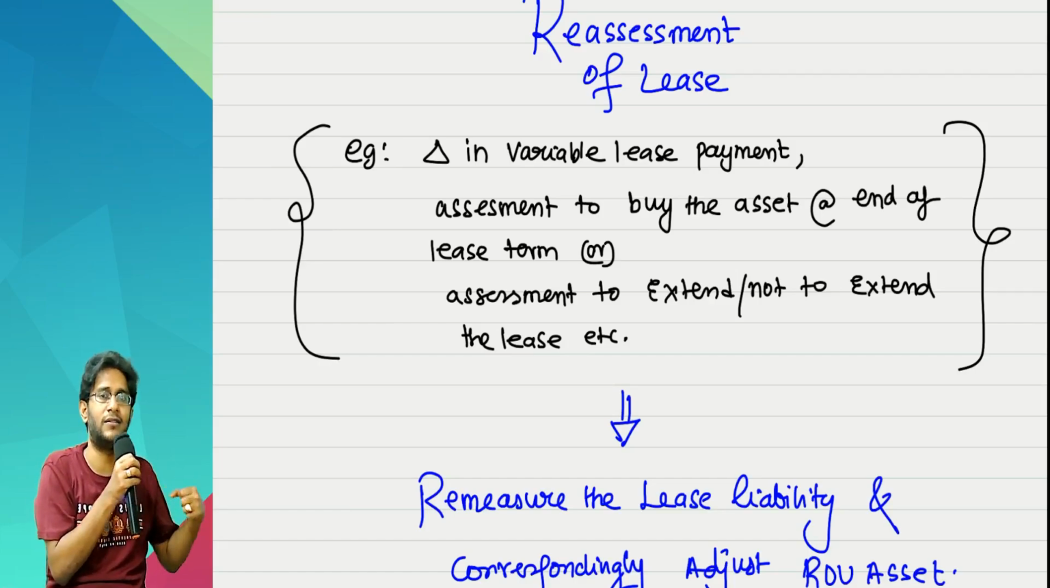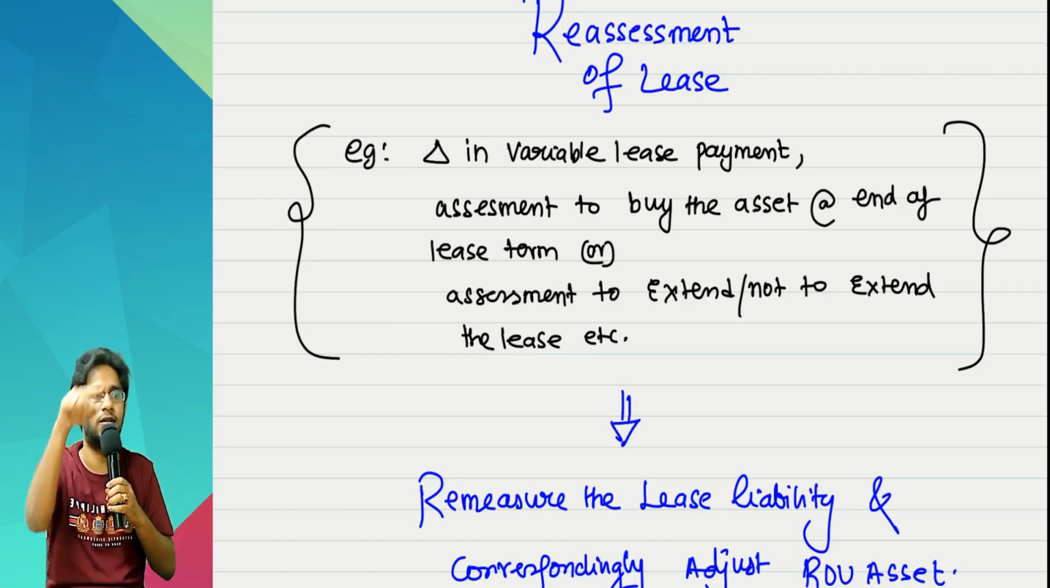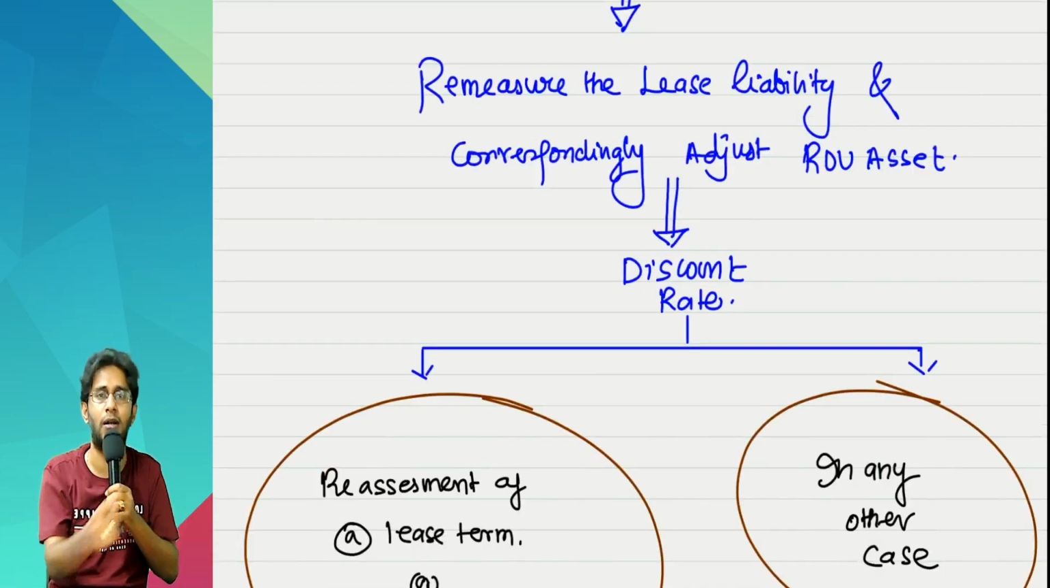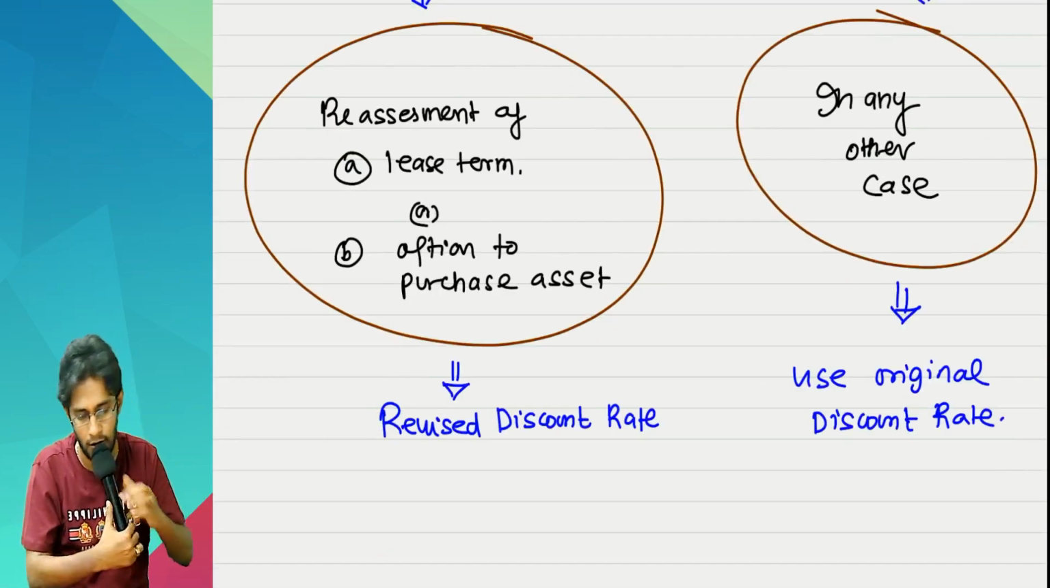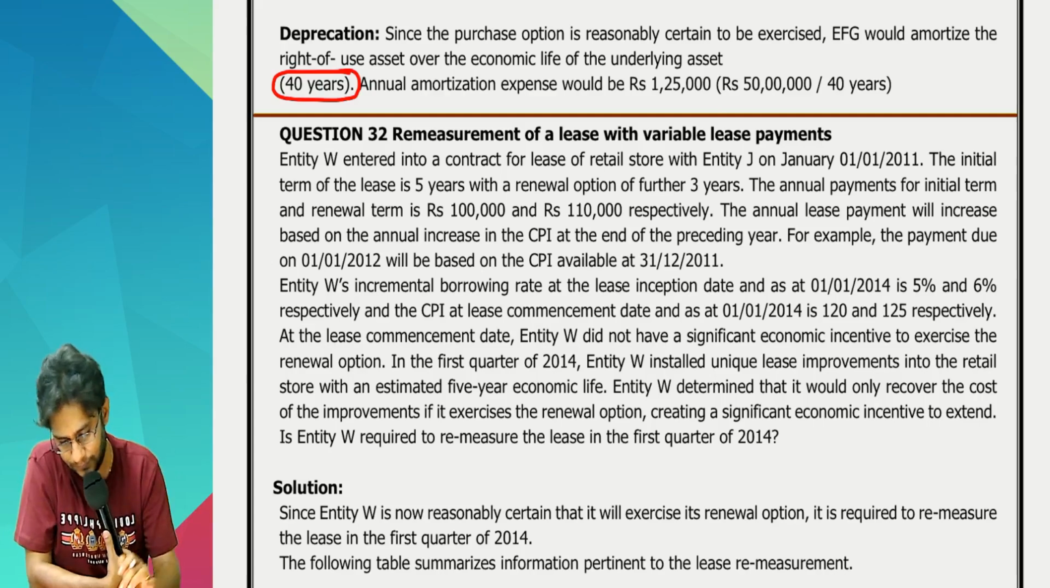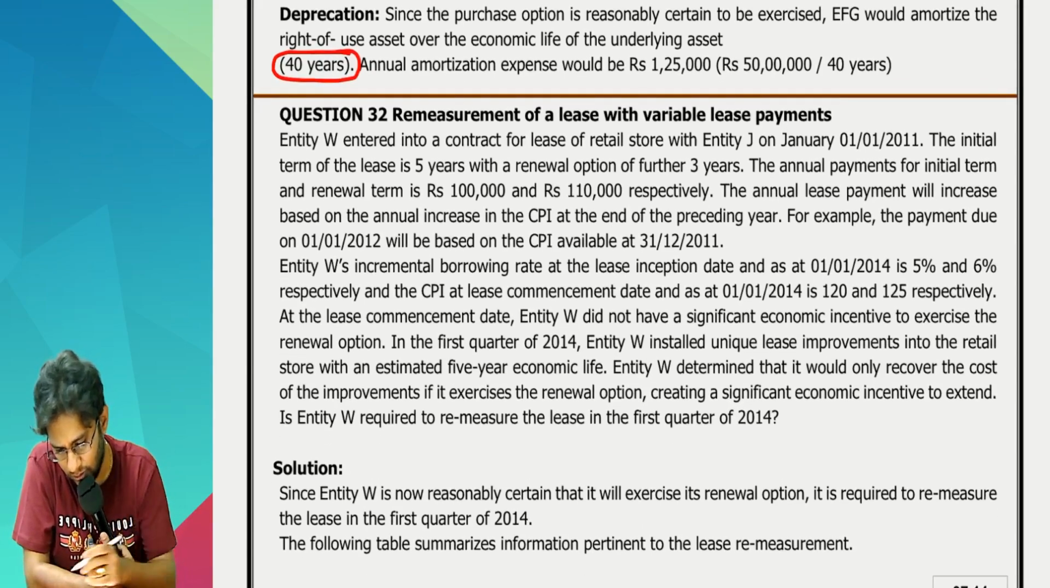Lease liability is already existing, some carrying amount is there. Either increase it or decrease it. Give the corresponding impact to the ROU asset. For this remeasurement, whichever discounting rate you use, go with the guidance. Clear, sir? Before we go into modification, let's first do these questions.